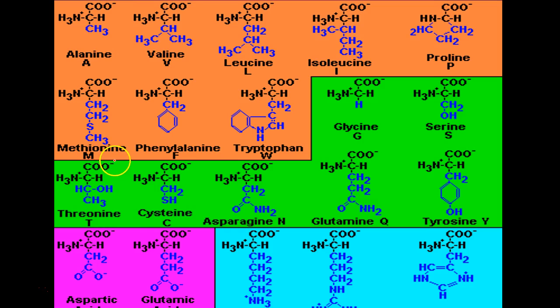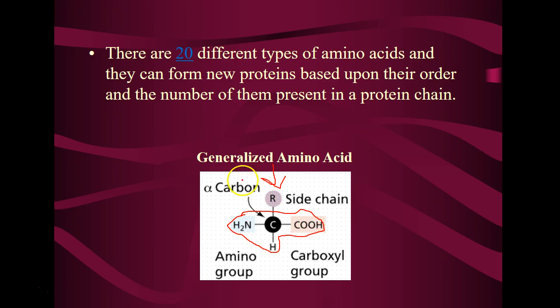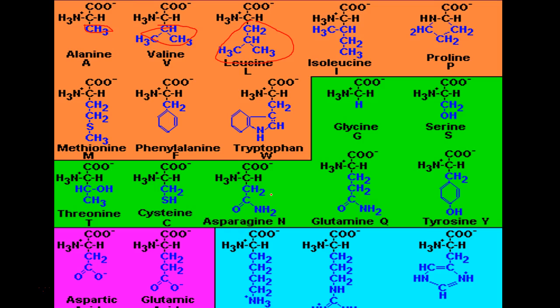All right, so the things I circled and the other ones in the blue are what you put in the last drawing, the R group. So the blue is the R group. That's the R group, R group, R group.